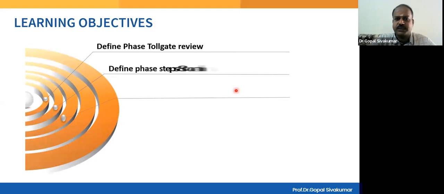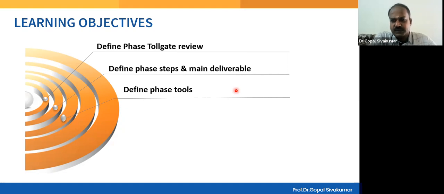So we have the define phase toll gate review. We are going to understand about it. And then we're also going to understand about the steps that are involved in the define phase. There are 3 steps. We are going to see about them. And then the main deliverable at the end of the define phase. Then the tools, define phase tools. So I'll just introduce all these things at an overview level. And then in the subsequent lessons, we'll go deeper. So, define phase toll gate review.